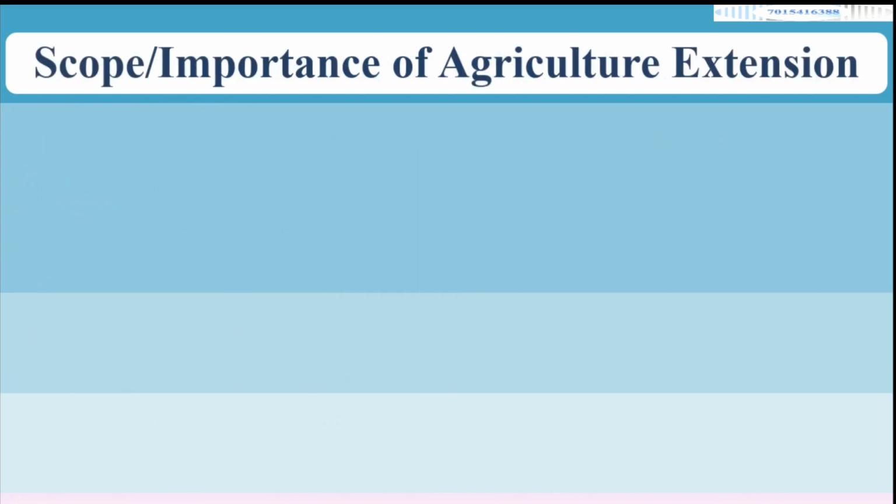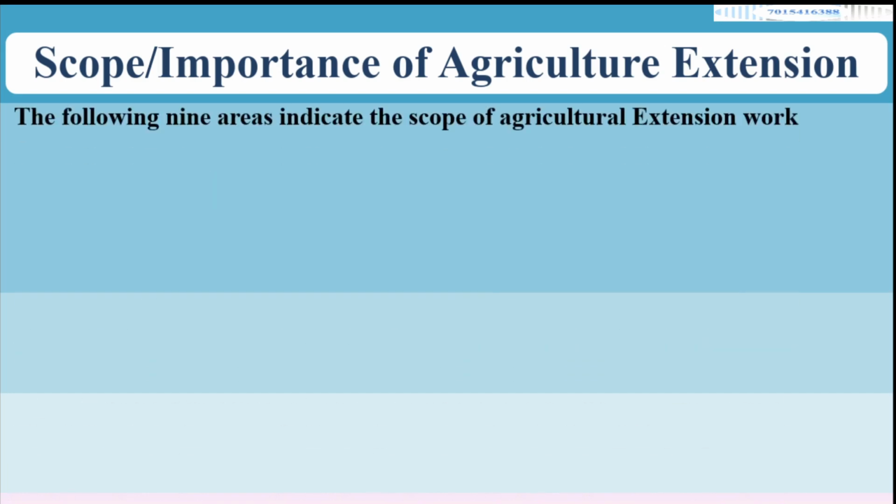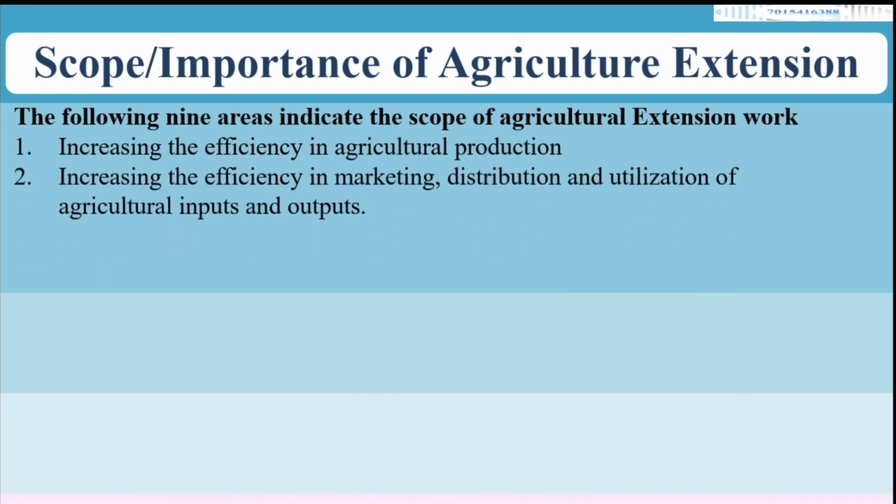Next is scope, or we can say importance of agriculture extension. The following nine areas indicate the scope of agriculture extension education work. First is increasing the efficiency in agriculture production. Second, increasing the efficiency in marketing, in distribution, and utilization of agricultural inputs and outputs.